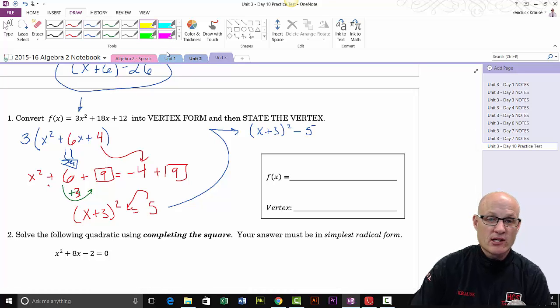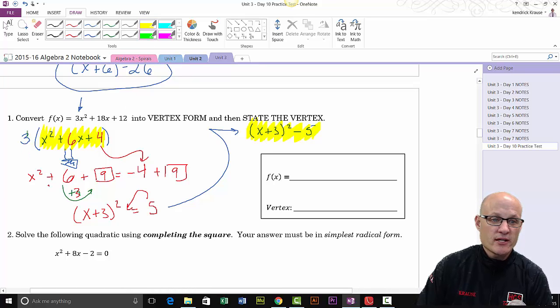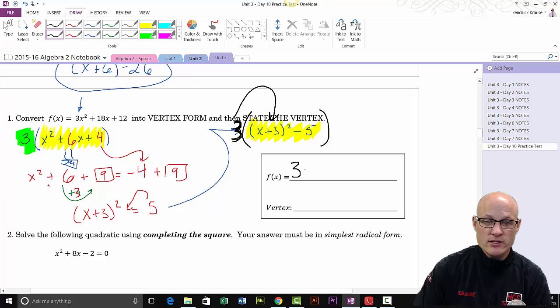So this thing I'm highlighting is the same as this. But don't forget, you took out a GCF. So what we got to do is actually put that back in. We're going to wrap parentheses around this whole thing and put that 3 back in there. Well, what am I going to do with that 3? I'm going to distribute it. So that's 3 times x plus 3 squared. And then 3 times this is minus 15.